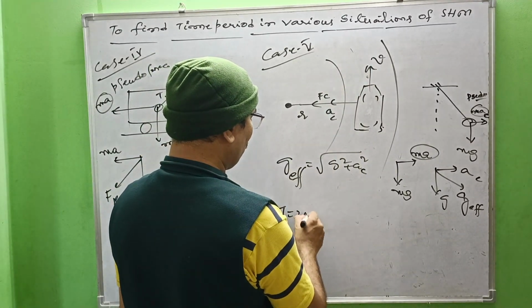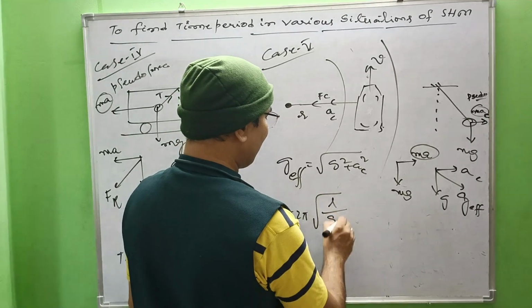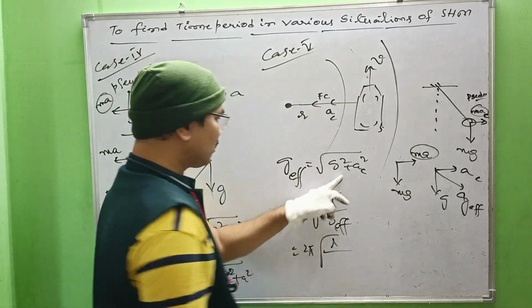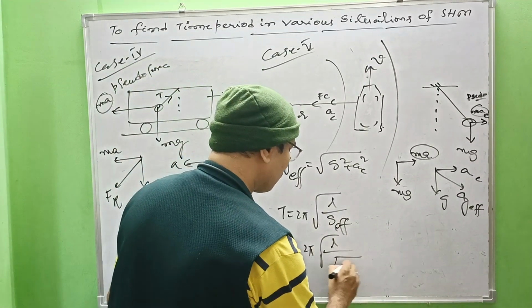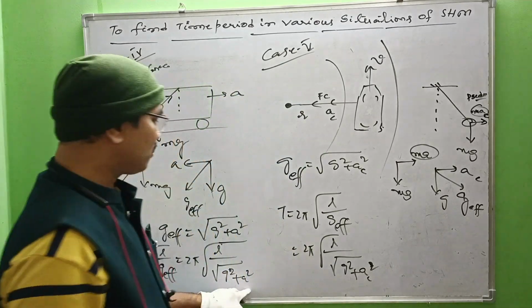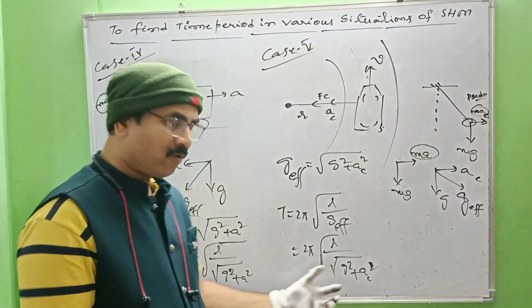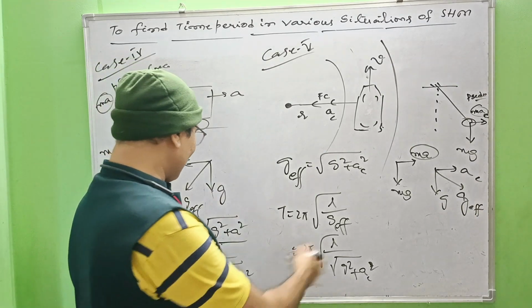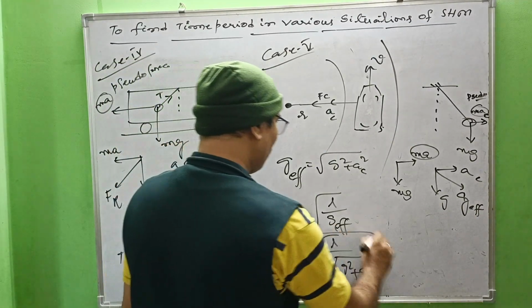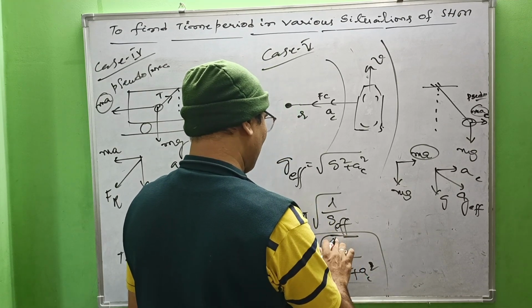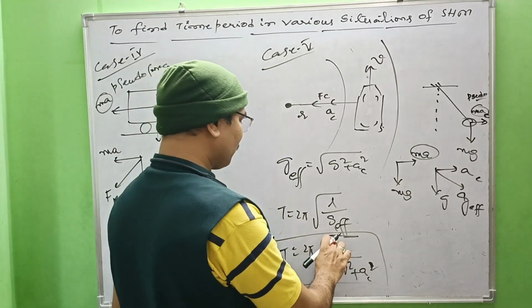So T equals 2 pi root over L by G effective. That means T equals 2 pi root over L by root over G square plus AC square. Not A but AC square. That is the only modification, the small variation. Here it is A, here it is AC square. Everything else is the same. So T equals 2 pi root over L by root over G square plus AC square.